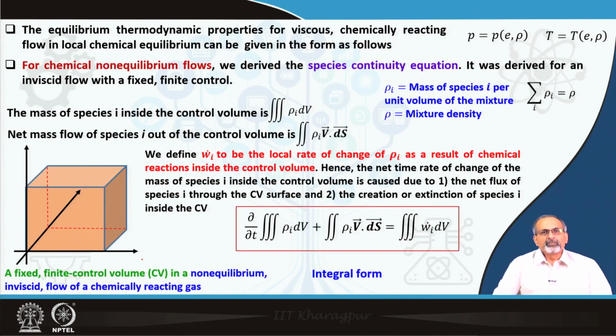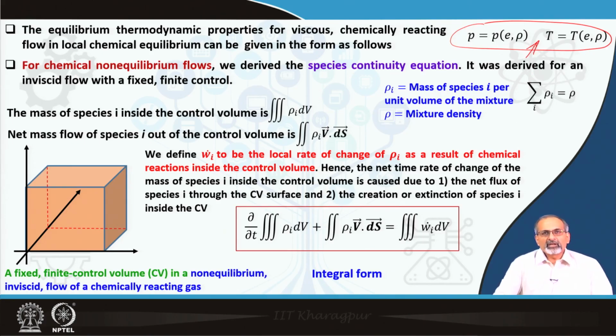Now, the equilibrium thermodynamic properties for viscous chemically reacting flow in local chemical equilibrium can be given in the form we have shown over here: pressure expressed as a function of internal energy and density. You can pick two other thermodynamic properties too in order to express pressure as well as temperature.